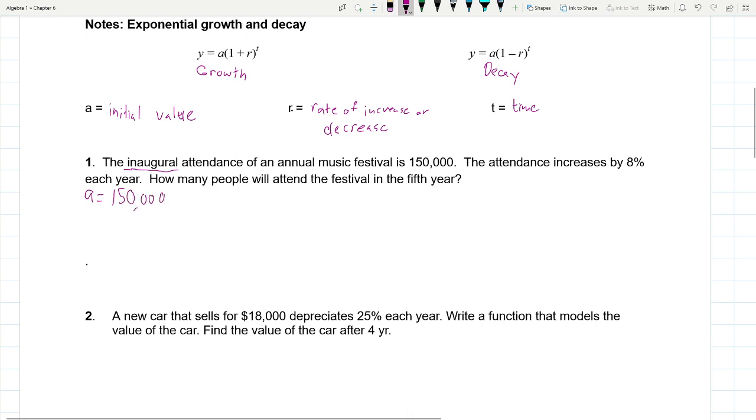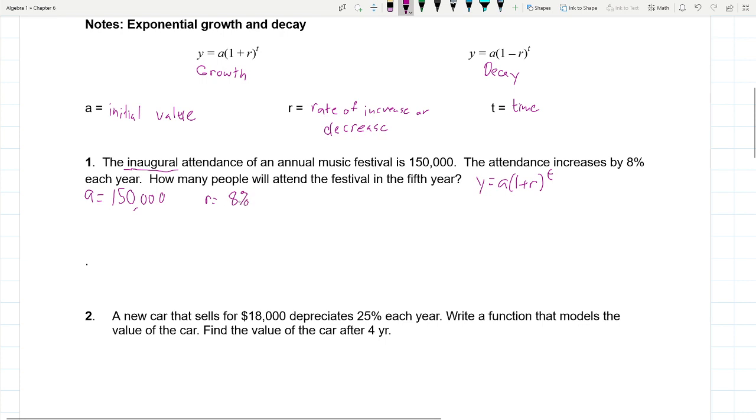All right. Next thing that I have in my equation, and I guess I could have written my equation off to the side, I can get from the context clues of this entire story that we're going to be a growth, because our attendance is growing. It increases by 8%. So this is going to be y equals a(1 plus r)^t. So if I apply this, I have my a, next thing I need to find is my r. And in this case, it's 8%.